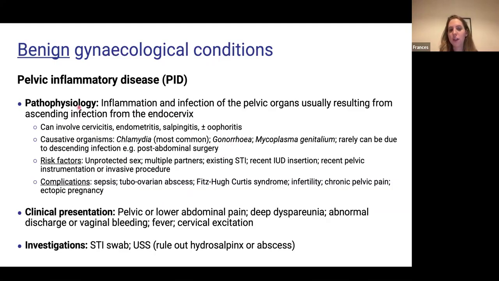So obviously risk factors are the things that are associated with those, as you might expect. And ultimately, this can lead to sepsis. You can get tubo-ovarian abscesses. You can get a specific type of perihepatitis called Fitz-Hugh-Curtis syndrome. It can lead to infertility because the fallopian tubes get blocked and have adhesions after all the inflammation that happens. You can get a lot of pain, and as a result, you can also end up with a risk factor for ectopic pregnancy. So again, you are going to get a lot of pelvic or low abdominal pain, deep dyspareunia, abnormal discharge, bleeding, and so on.